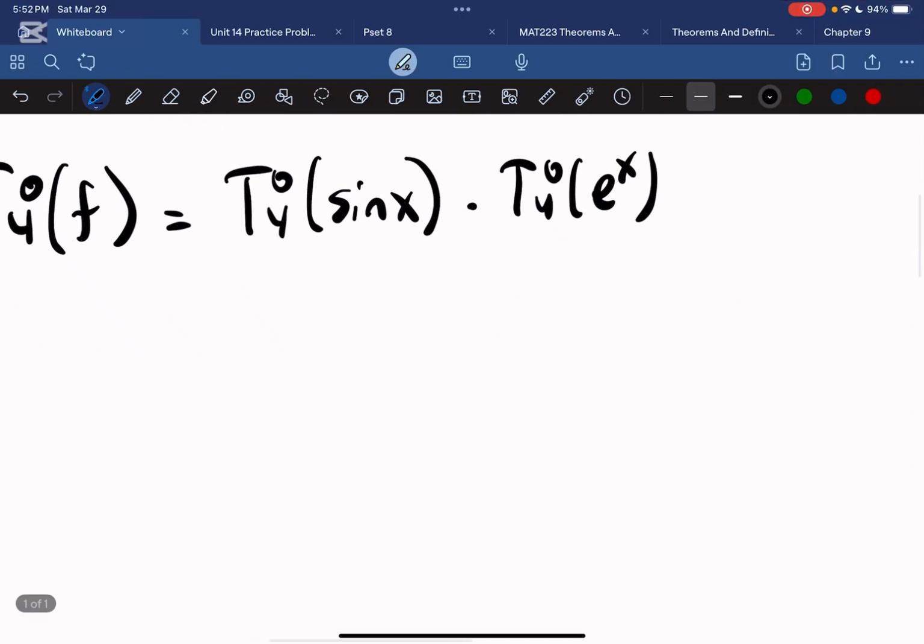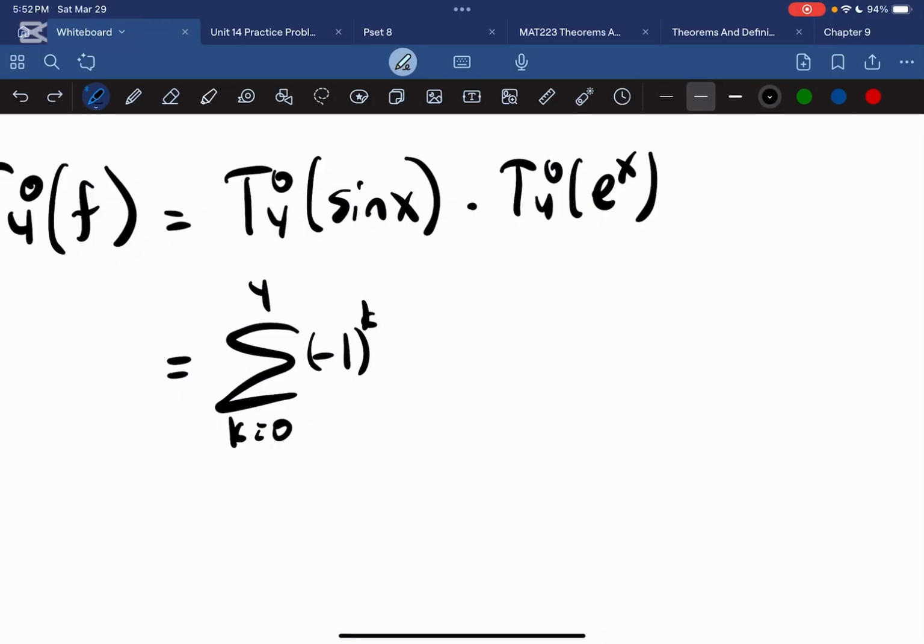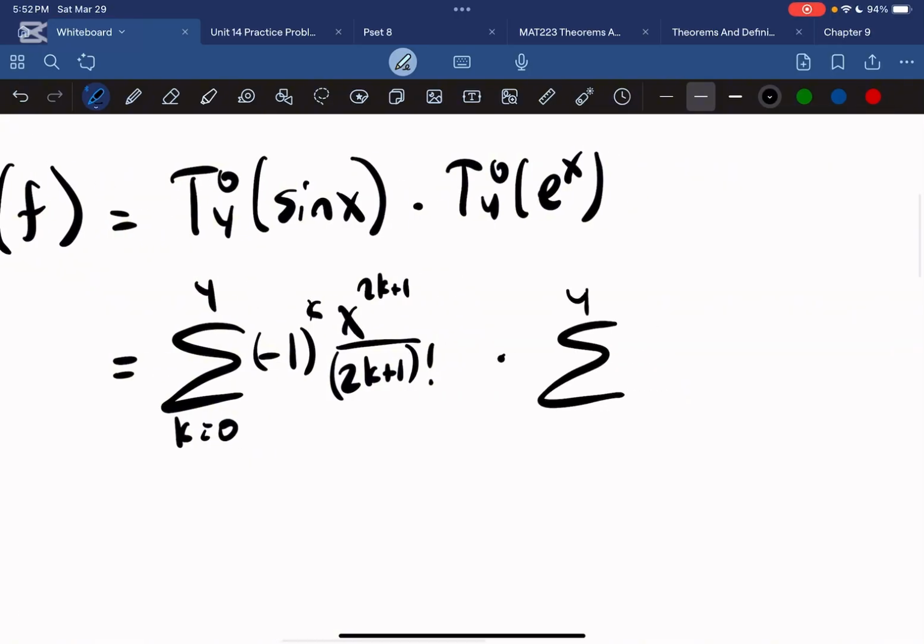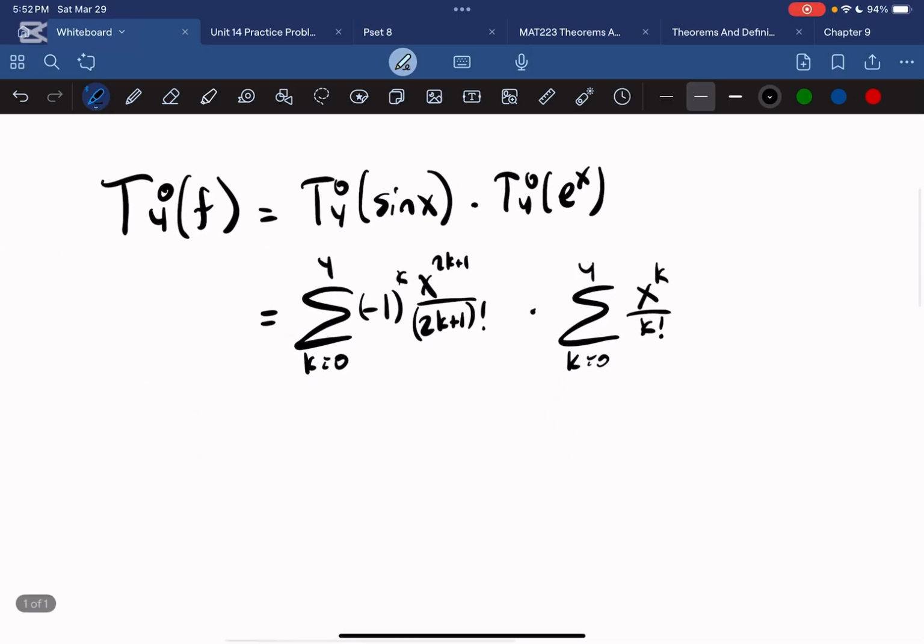This all tracks. And then now we can write this as a sum from k is equal to 0 to 4 of negative 1 to the k, x^(2k+1) over (2k+1) factorial. Is it negative 1 to the k? It is negative 1 to the k, okay. And then this is multiplied by the sum from k is equal to 0 to 4 of x to the k over k factorial, yeah? Okay, this is good so far.